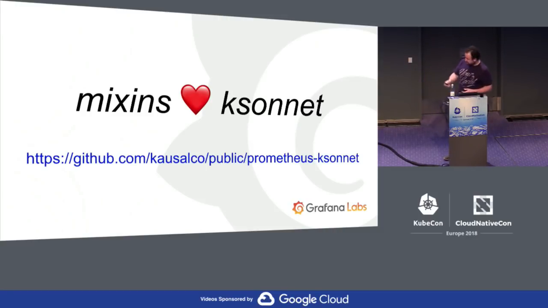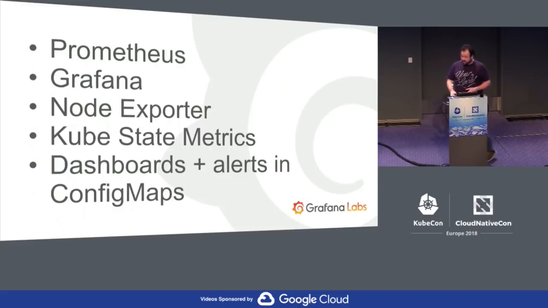And so this is really cool. Well, I think it's cool at least. We've built Prometheus ksonnet, which is a ksonnet library that contains deployments for Prometheus, Grafana, Node Exporter, kube-state-metrics. And then it depends on those keys that are included in the mixins to manifest out all of the dashboards and alerts into config maps and then apply them into your cluster, all in one step. You don't have to compile them or anything.